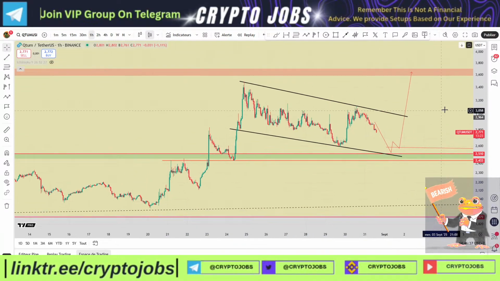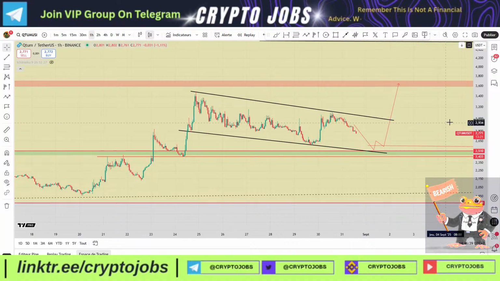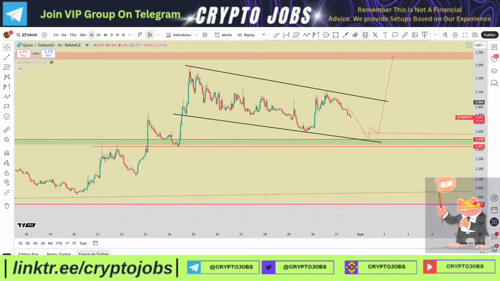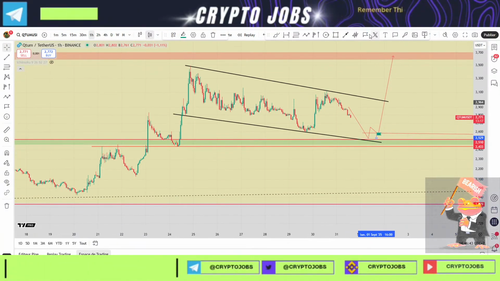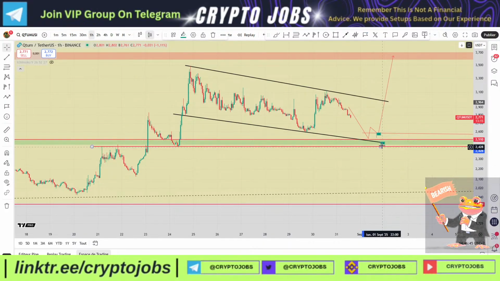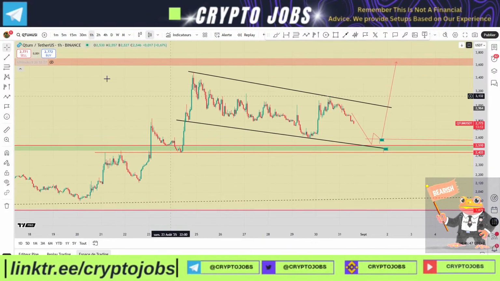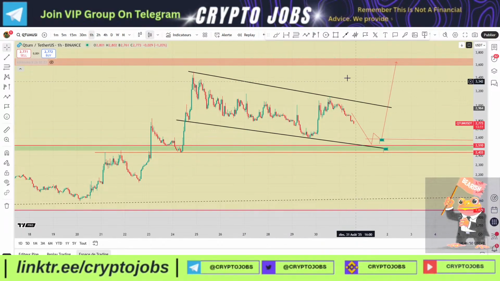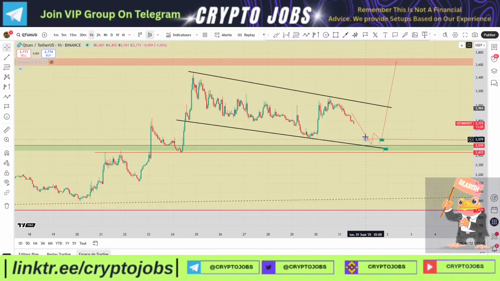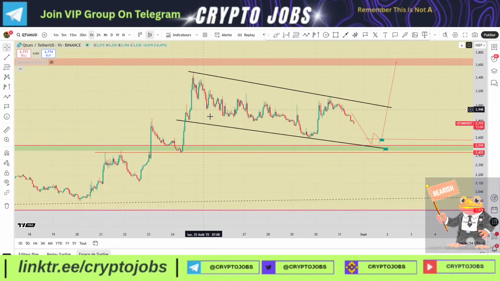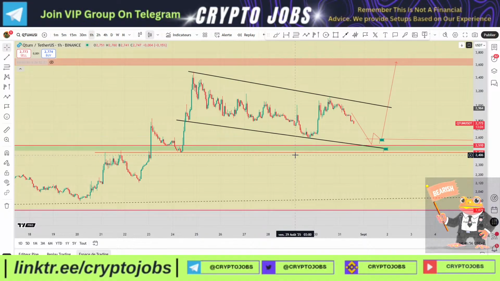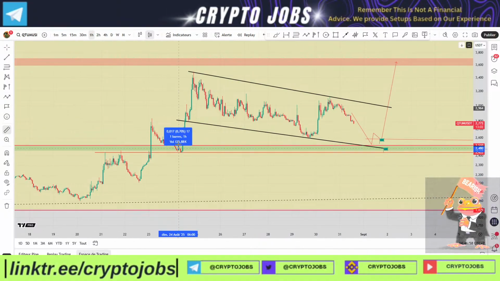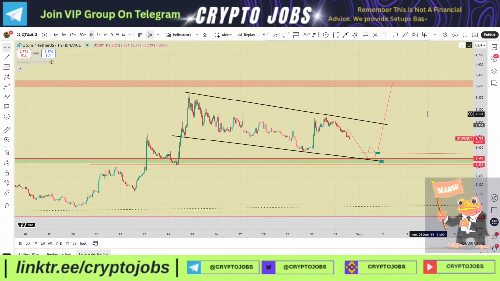It can be a good setup here with a bull retest if we hold above the support mentioned here. But if Bitcoin falls, we are going to see short-term sell pressure on it also. But pump potential remains very high for Quantum.